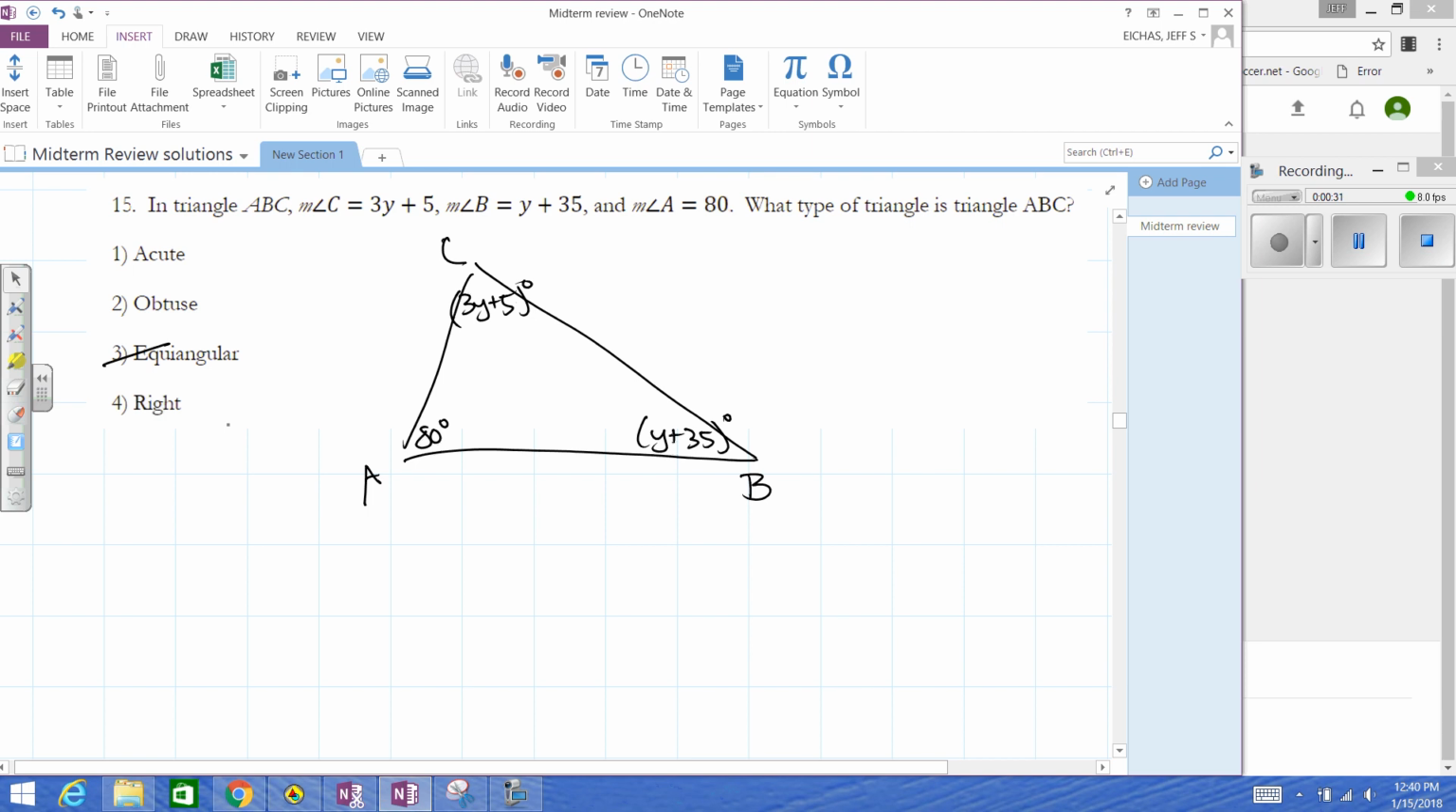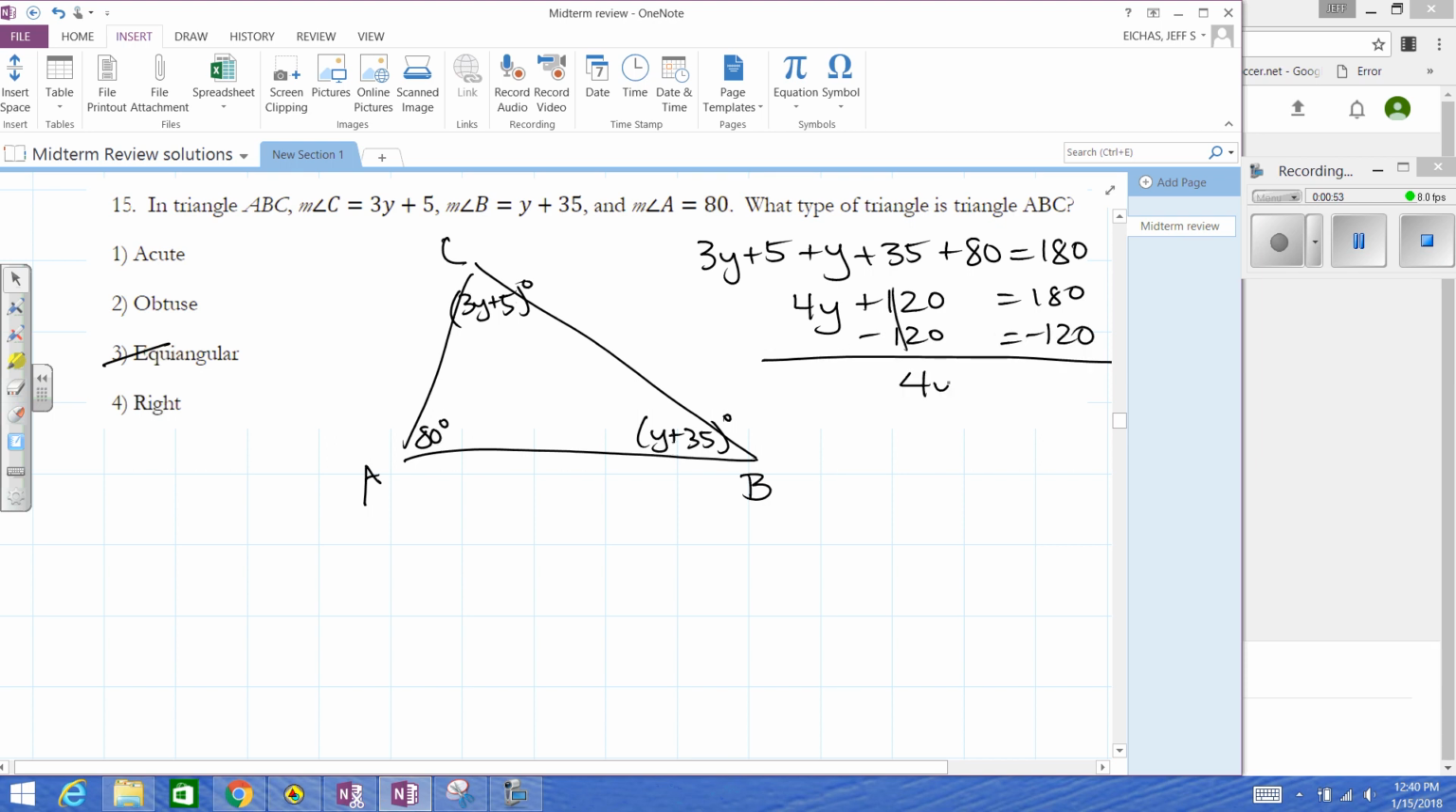It's not going to be this one. All right. So I'm going to add these up to 180. Angles of a triangle add to 180 is the theorem. So we've got to get the like terms together and then show work, show our algebra skills here. And what I get is y equals 15, it looks like. So I'm going to use that to plug back in.